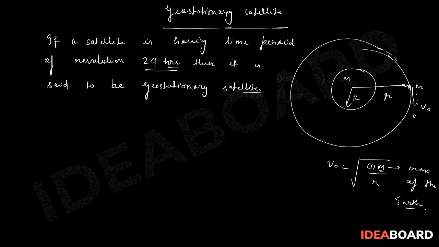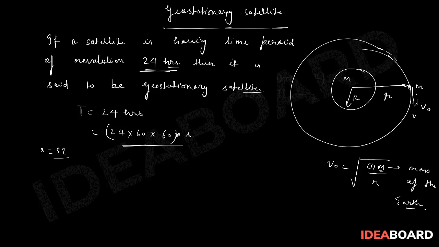So in this case, we know the time period of the satellite is only 24 hours, which can be converted into 24 into 60, this is into the minutes, and then into 60 minutes and seconds. So this is this much seconds. Okay, now the extended part, the application part, is what should be the radius in which it should be revolving around the planet.